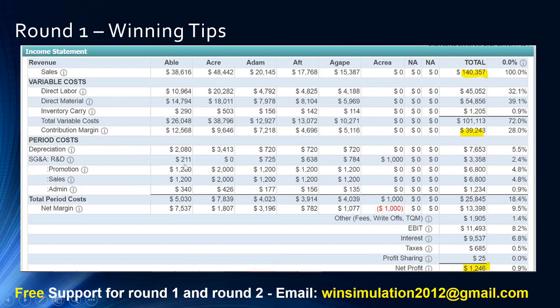So we check the estimated income statement for round 1. This is round 1, but again round 1 is very important. If you master round 1 and understand all the decisions, all the other rounds may be similar with a little adjustment. So for round 1 we get very good sales and a very good contribution margin, right? 28%. We get some profit here.